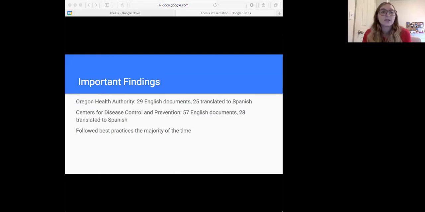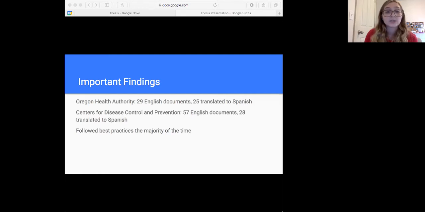In this research, I think the most important finding is that there's just not the same amount of information available in Spanish when compared to English on these websites. The CDC have more documents total available in Spanish, however, a much lower proportion, only approximately half, while the OHA translated almost all of their documents. Additionally, unfortunately, for translations that exist, many Spanish documents were published after the English versions, which means that Spanish speakers may have had to wait longer to get important information.